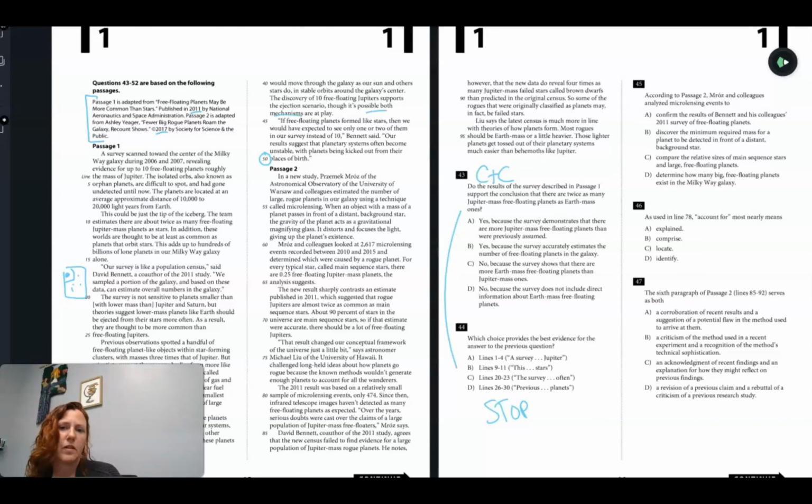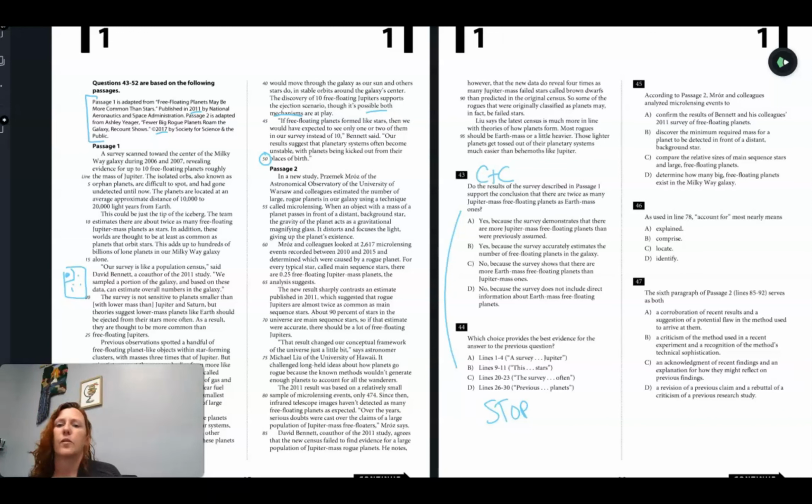If free-floating planets formed like stars, then we would have expected to see only 1 or 2 of them in our survey instead of 10. Our results suggest that planetary systems often become unstable with planets being kicked out of their places of birth. All right, so we can go back to our question.